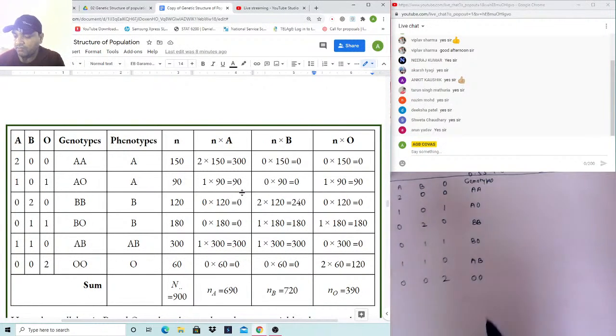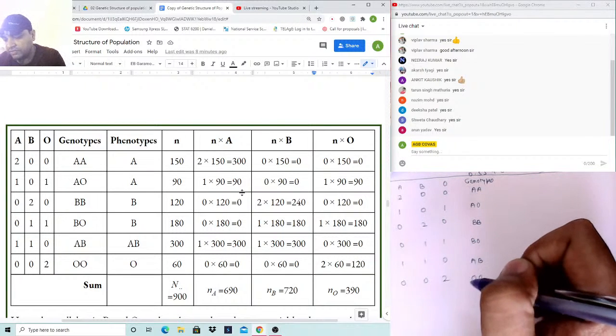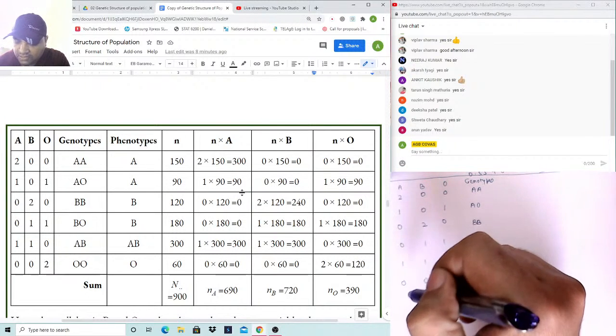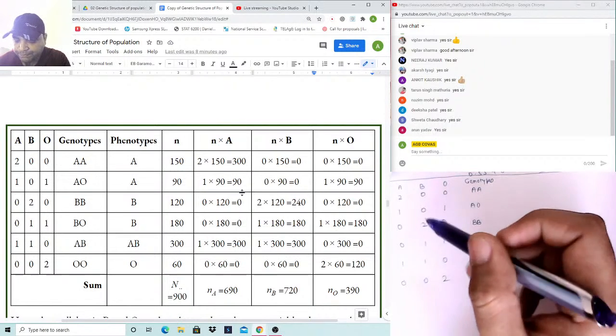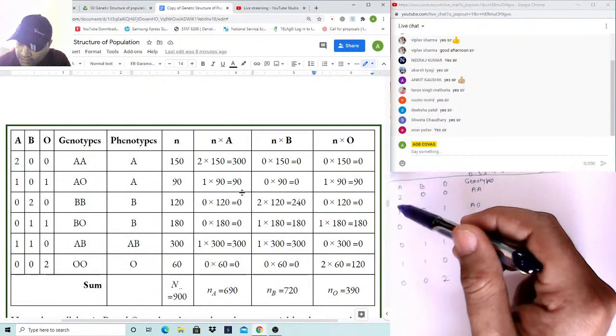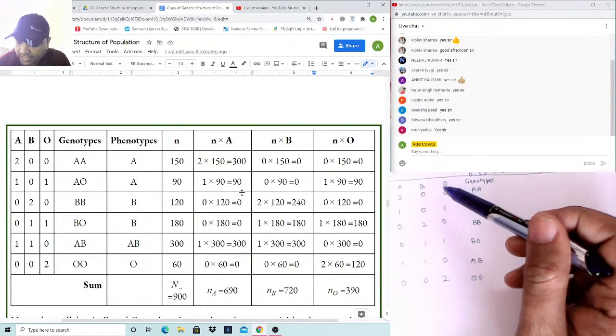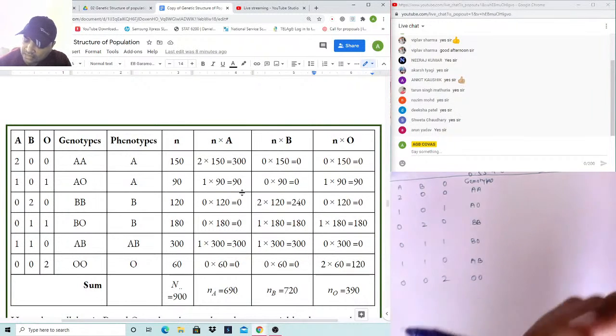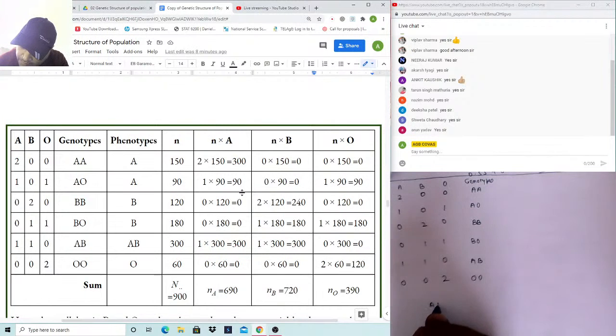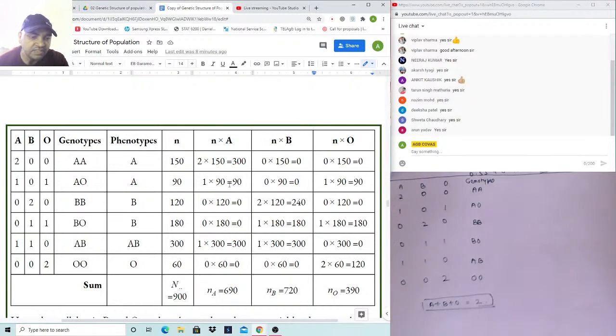So now with these 6 types of genotypes, all the dummy variables have been assigned. Now A can have either 0, 1 or 2, B can have either 0, 1 or 2, or O can have 0, 1 or 2, in such a way that A plus B plus O will always be equal to 2, mathematically.